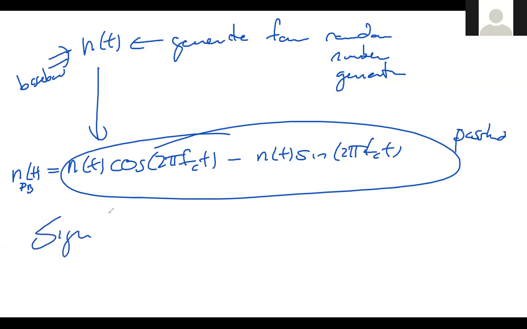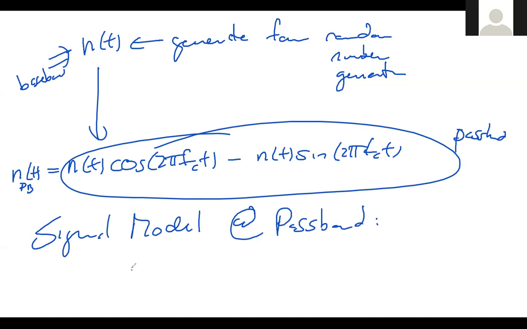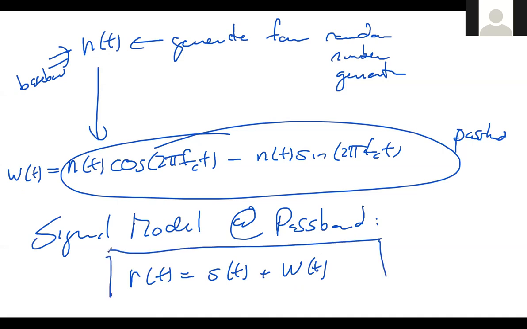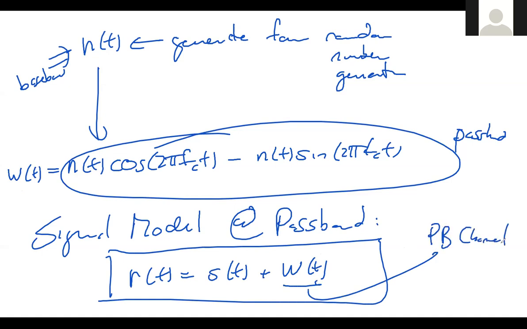And now the signal model, very important. The signal model at passband is R of T is equal to what? S of T plus N_PB of T. You know what? The heck with that. I'm not going to use that variable. I'm going to use, executive decision here, W of T. Much better. So when we have to create the additive noise channels, this is our passband channel, and it's introducing distortion, in this case, noise. So we add the noise to the passband signal to get the passband receive signal that gets intercepted at RX. And we have to do the down conversion stage.